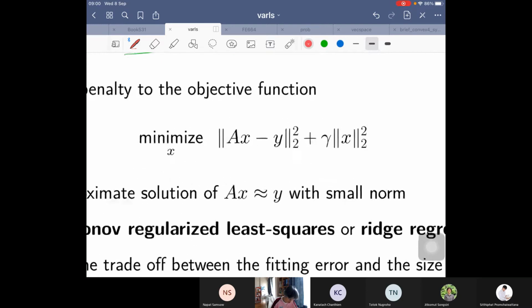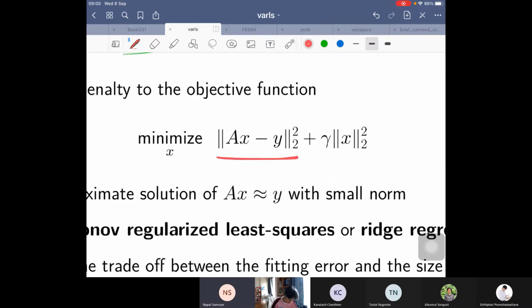The problem statement is the following. You minimize the least squares objective, but you add a penalty term, the 2 norm of the vector x, and you are allowed to have a parameter gamma that is non-negative.